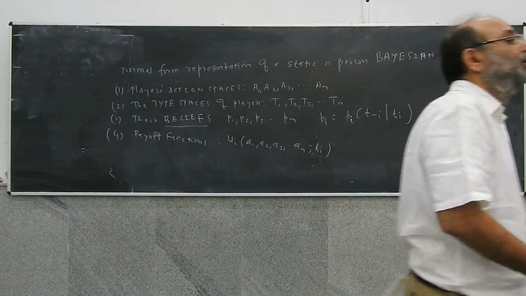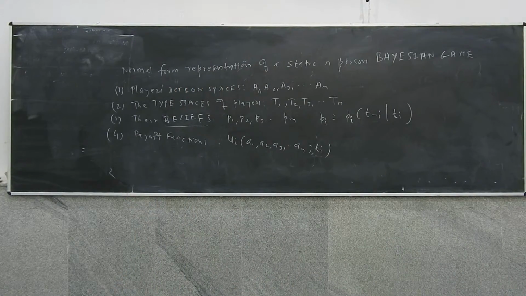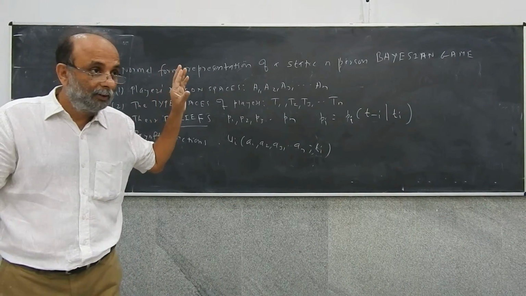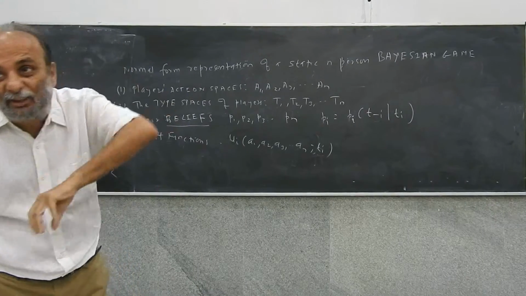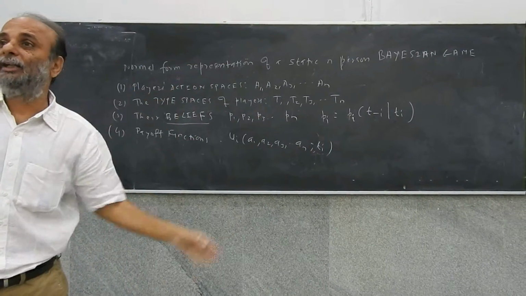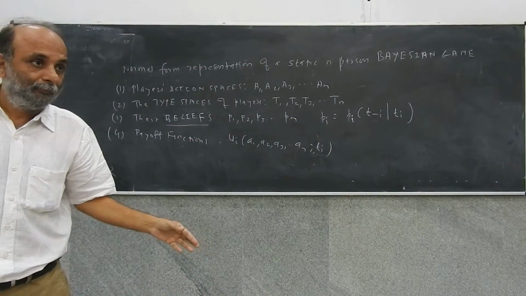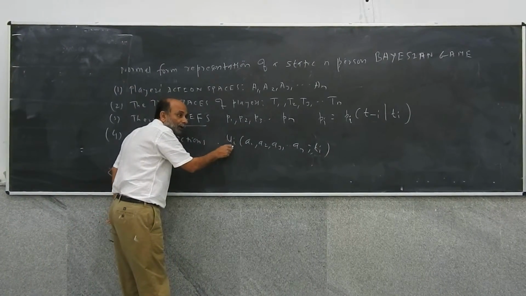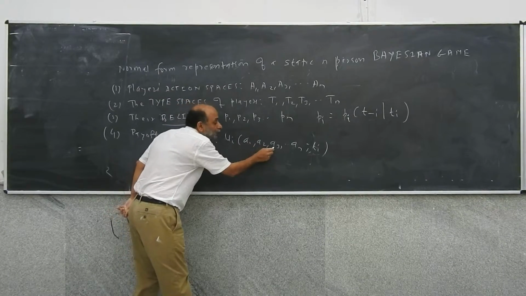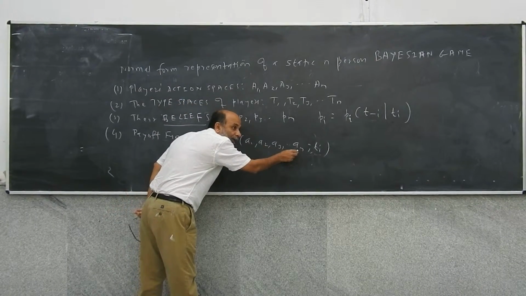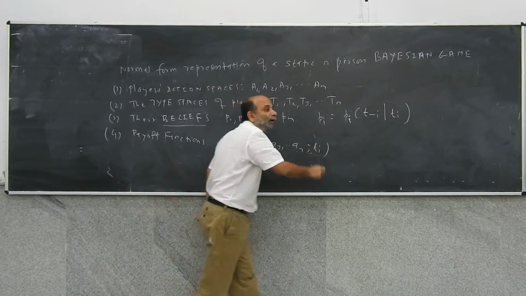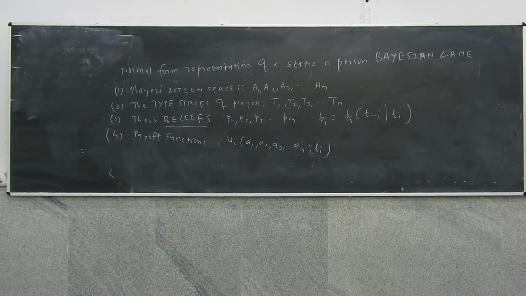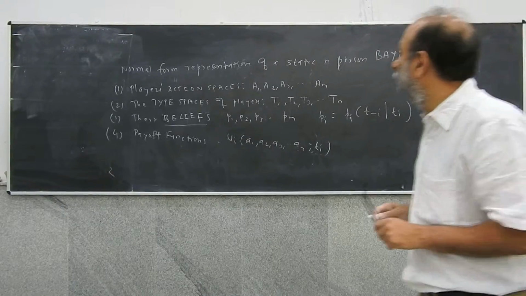So what are the payoffs? Capital A1 is the action space for the first player. Small a1 is the specific action out of that action set that player 1 has chosen. So the ith player's payoff depends upon all the actions chosen by all the n players and the type of the ith player.